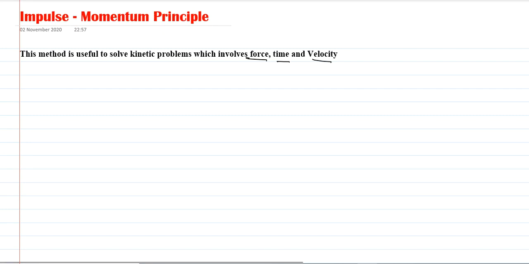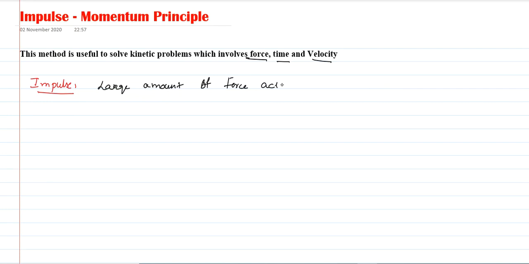Before going to derive impulse momentum principle, first of all you must know what is impulse. Impulse is nothing but impact. So what is impact? That is a large amount of force acted on a body within a short duration. Short duration, that is nothing but impulse.